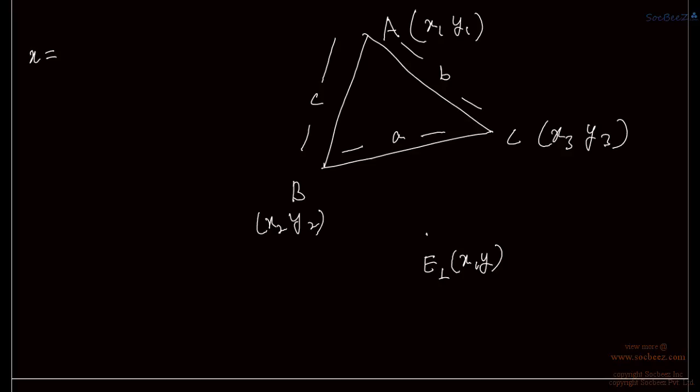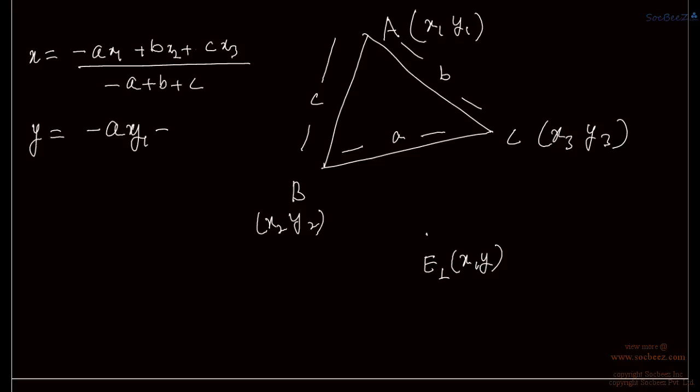Note that this is opposite to vertex A. So x will be (minus a x1 plus b x2 plus c x3) upon (minus a plus b plus c). And similarly y is equal to (minus a y1 plus b y2 plus c y3) upon (minus a plus b plus c).